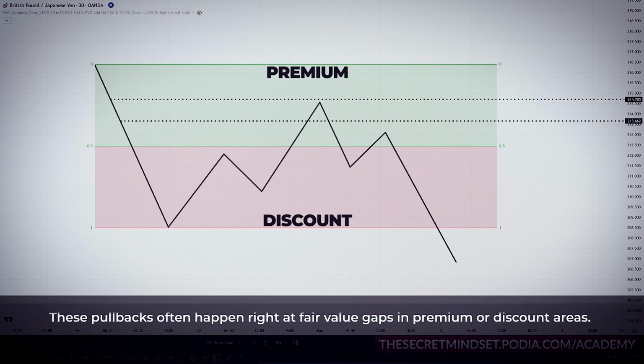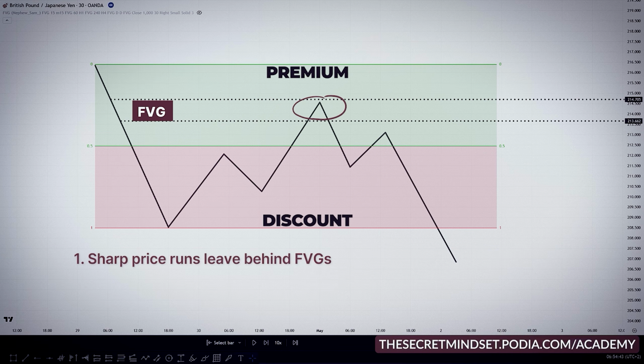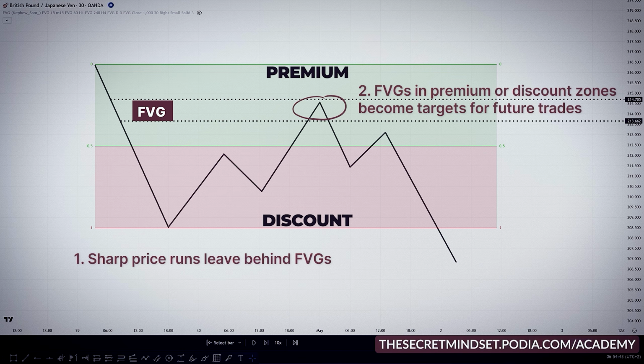Market mechanics make this work. After big market moves, most traders chase the trend. Smart money does the opposite. They expect a pullback before the next move. These pullbacks often happen right at fair value gaps in premium or discount areas. The process shows up clearly on charts. Sharp price runs left behind gaps, areas where little trading happened. These spots become targets for future trades. When they sit in premium or discount zones, they mark prime trading opportunities.